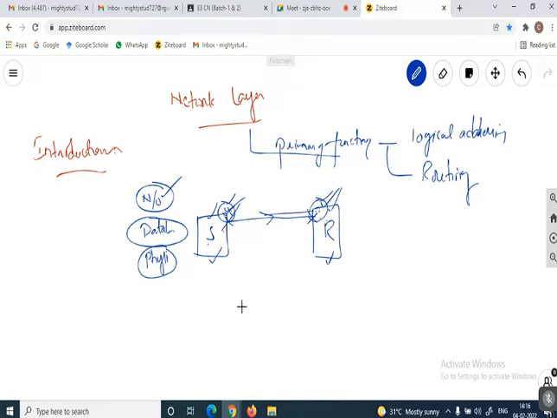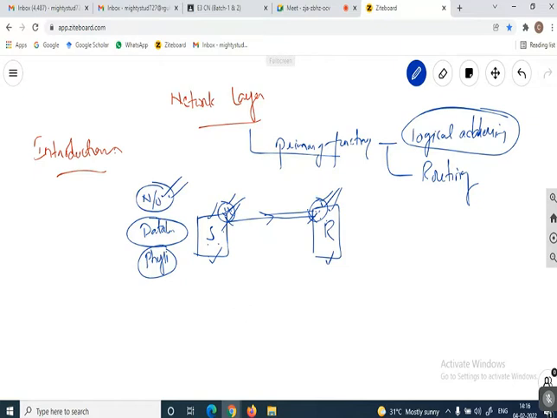So to identify those particular devices and provide the networking, one should know the addressing. That means these particular devices are going to be provided some address, which is called logical addressing. Okay, already in the data link layer also we have the physical addressing. What is meant by the physical addressing is the device identification.